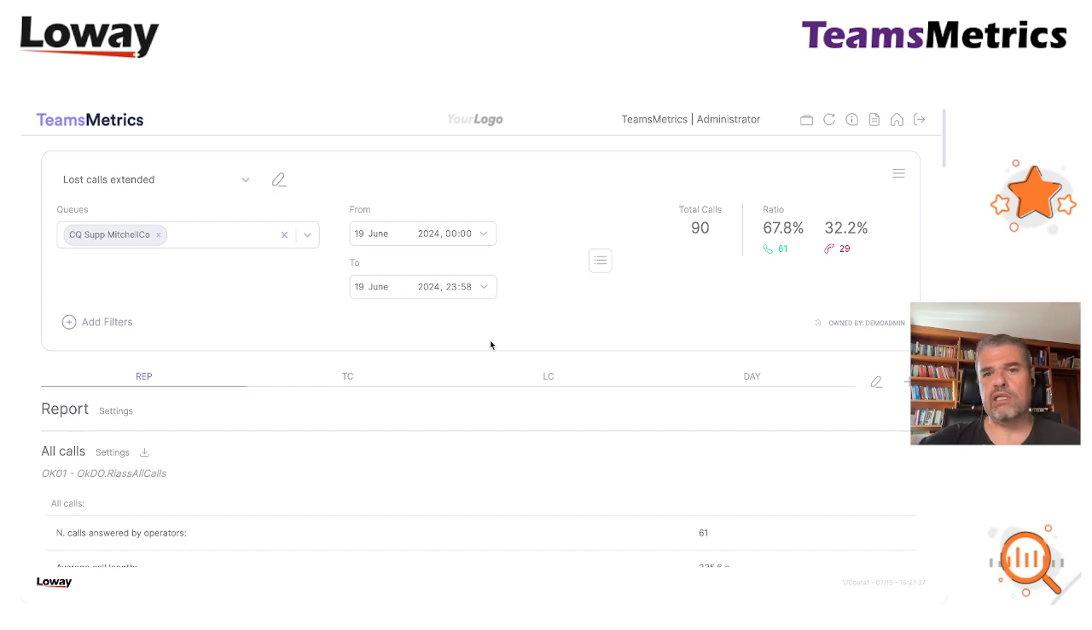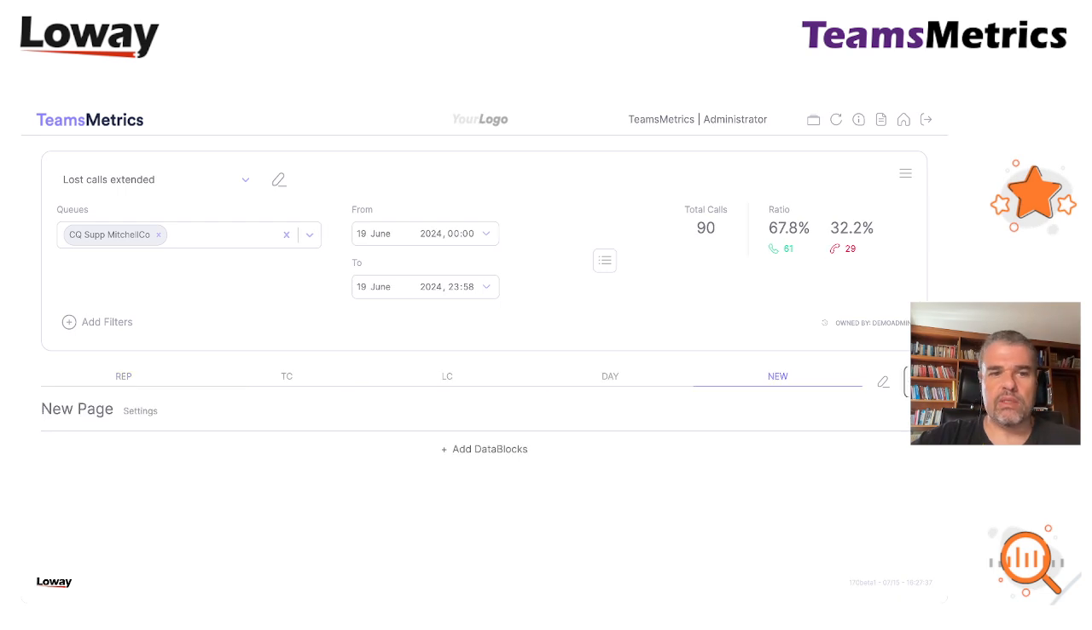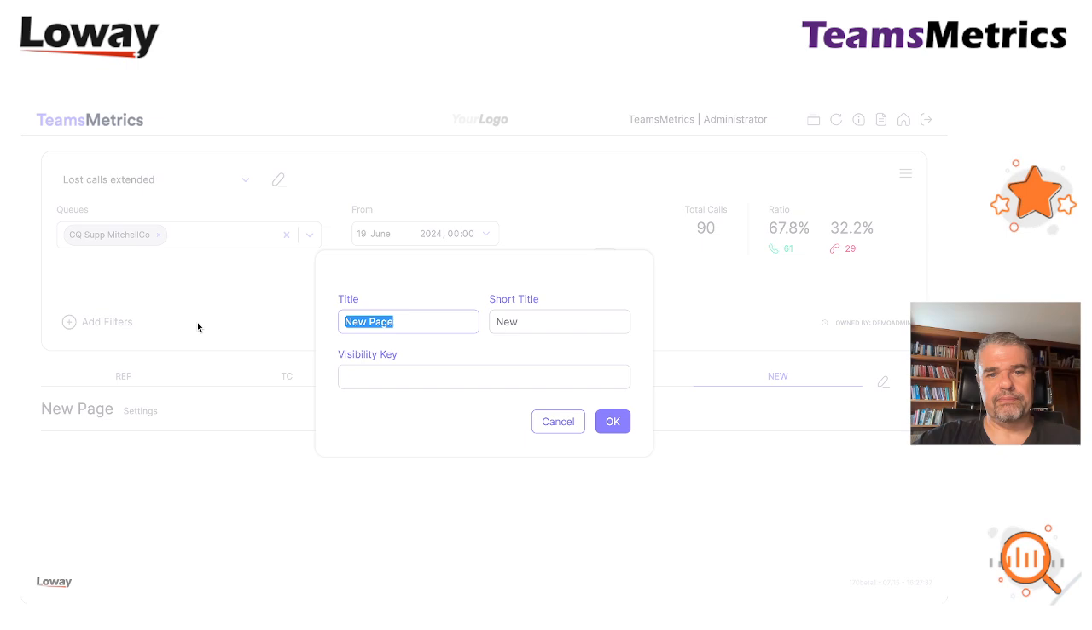On the other hand, the more common scenario is that your agents are not that busy, but they're basically not picking up the call for different reasons. This is something that you have to investigate yourself. But basically, the phone is ringing, but nobody's picking up. How can we tell if this is the case and what is happening here? So we create a new page. We call it why lost.